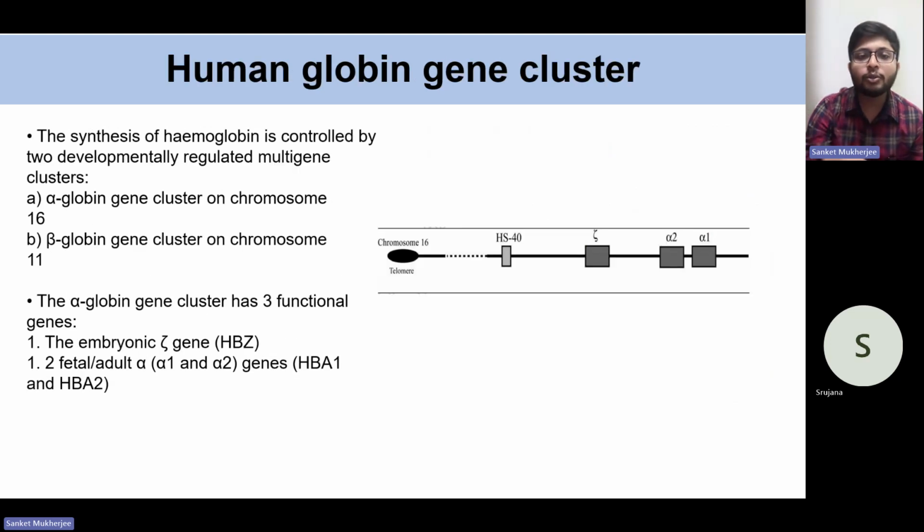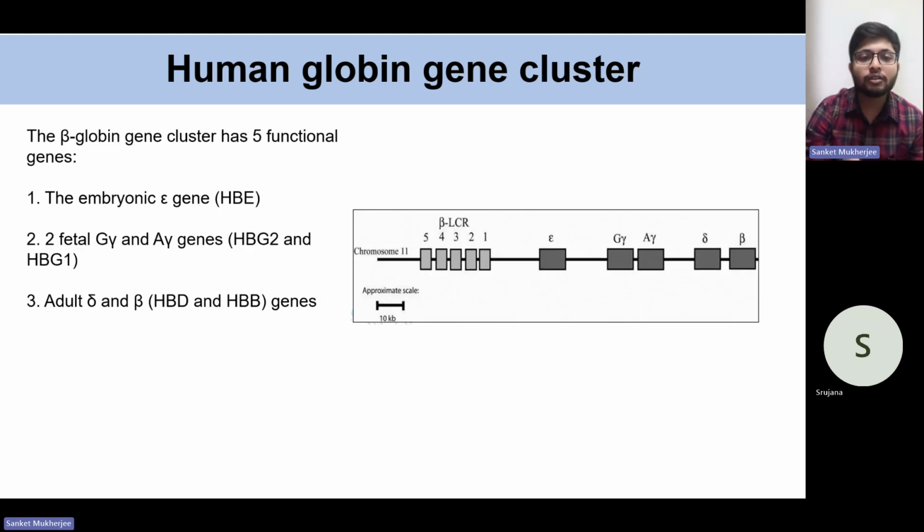Now if you talk about the human globin gene cluster, then the synthesis of hemoglobin is controlled by two developmentally regulated multi-gene clusters. One is the alpha globin gene cluster on chromosome 16, and then there is the beta globin gene cluster on chromosome 11. So the alpha globin gene cluster has three functional genes. There is the zeta gene, and then there are the alpha 1 and alpha 2 genes, as you can see in the slide.